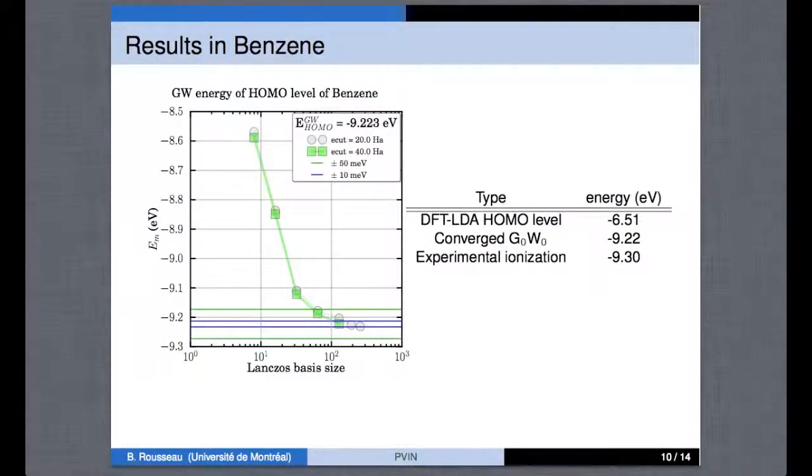Here you can see a convergence test in the case of benzene with respect to basis size and also the number of plane waves in the calculation, represented by this E-cut parameter. And you see that we reach a value which is very consistent with experiment, whereas the DFT, the density functional theory, HOMO level is very far from experiment. So our computation agrees well with experiment and also agrees well with other computations done at the same level of theory.